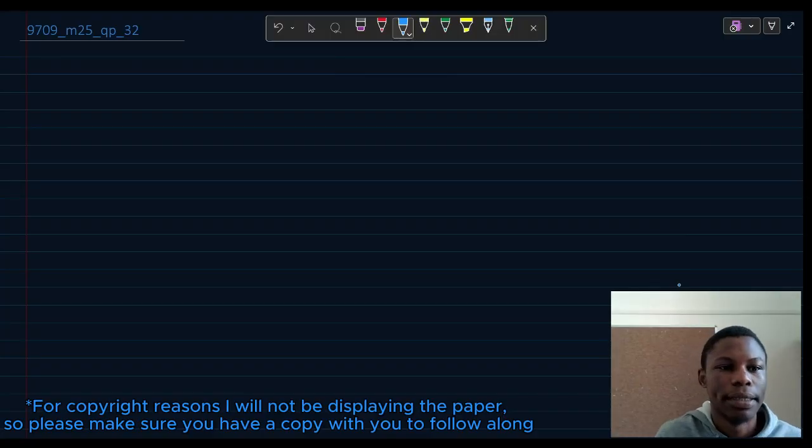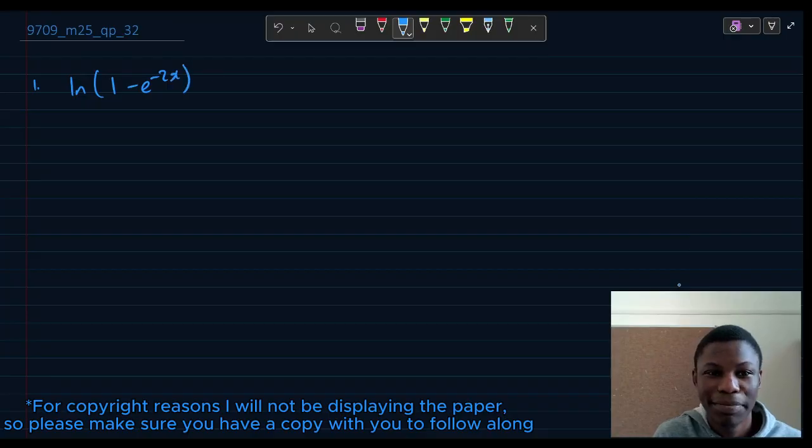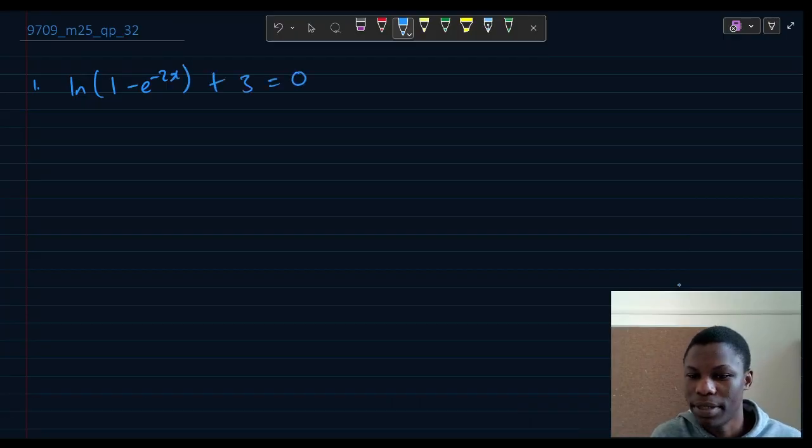Number 1. Solve the equation, the natural logarithm of 1 minus e to the negative 2x plus 3 is equal to 0. Give your answer correct to 4 decimal places.